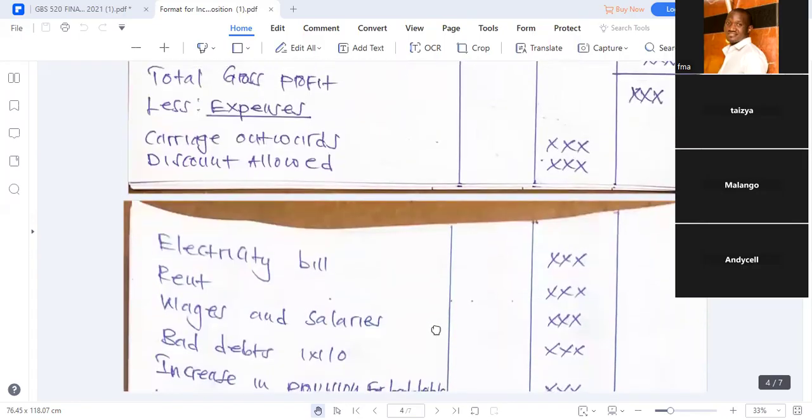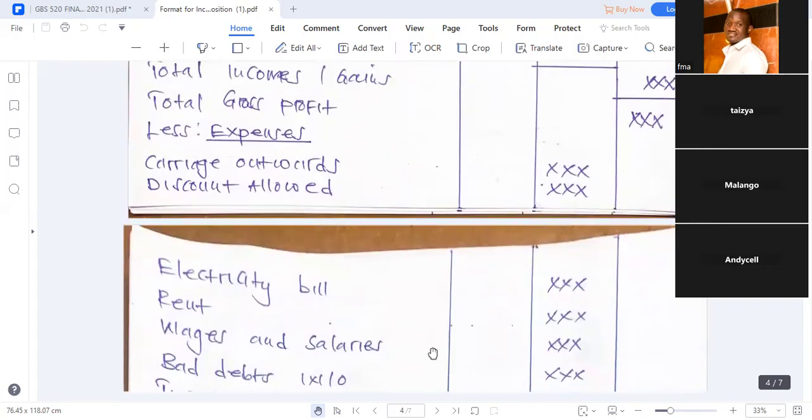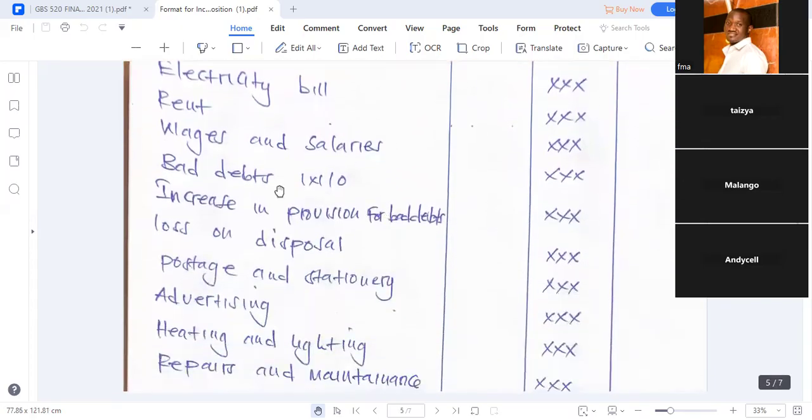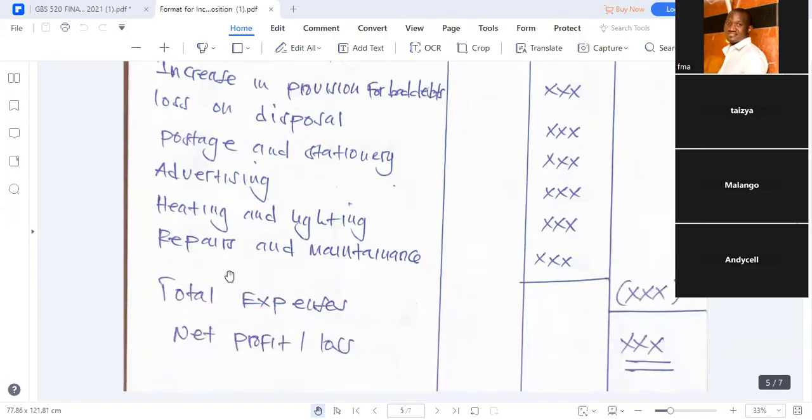So let's go to now the net profit. So less expenses. Expenses that we have: carriage outward, discount allowed, electricity bill, rent, wages and salaries, bad debts, increase in provision. So if there's a decrease in provision, it's an income. So we also have postage and stationery. These are administrative expenses, advertising, heating, lighting and heating, repairs, all these are expenses. So when you total up the total expenses, we less them from the gross profit. What we get is our net profit or net loss.